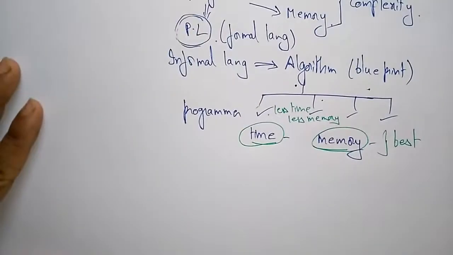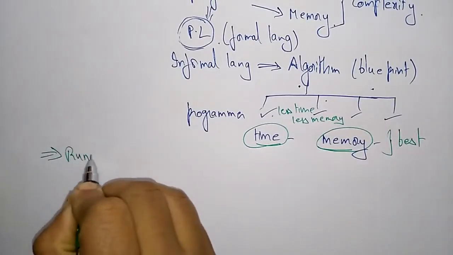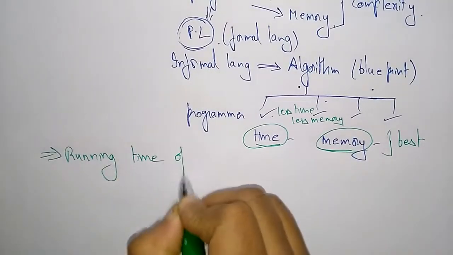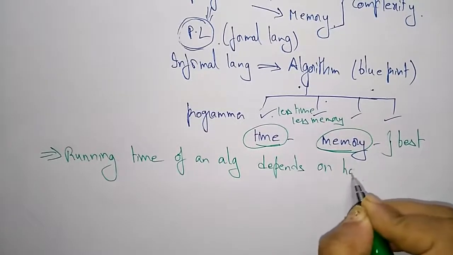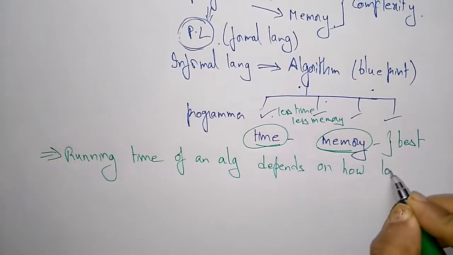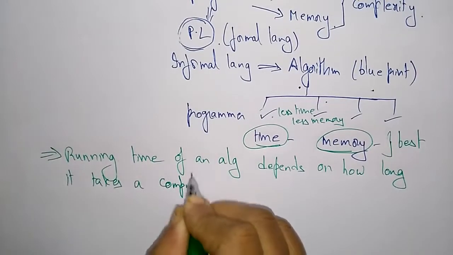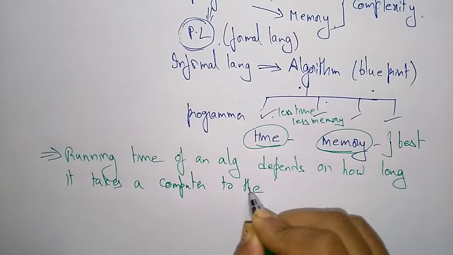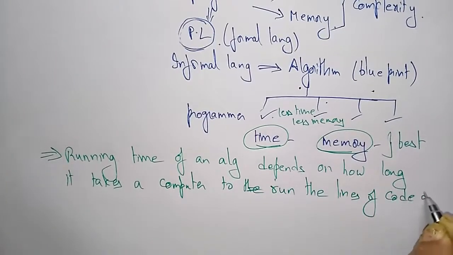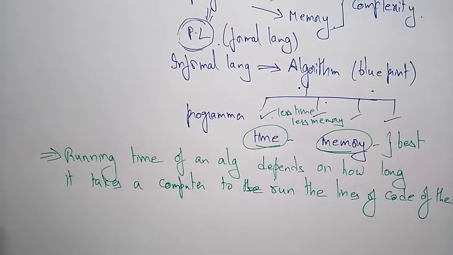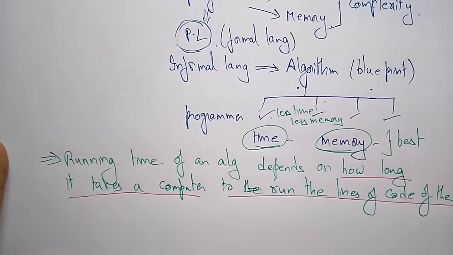Let me write this down. The running time of an algorithm depends on how long it takes a computer to run the lines of code of the algorithm.